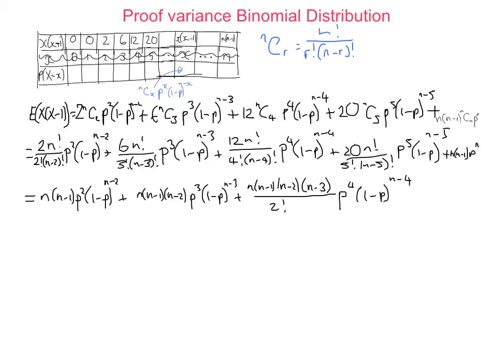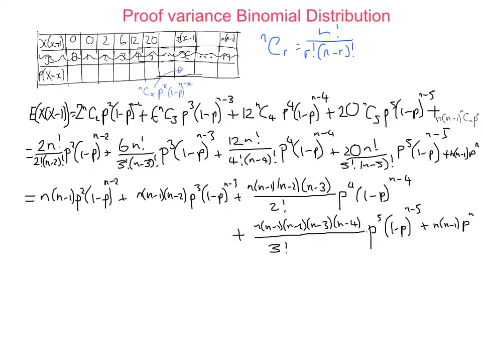I'm going to have to go on to another line. Plus, now we've got n minus 1, n minus 2, n minus 3, n minus 4. The n minus 5 factorial is all cancelled off the bottom. The 20 is cancelled with the 5 times 4, leaving the 3 factorial. p to the 5, (1 minus p) to the n minus 5, plus n minus 1, p to the n.